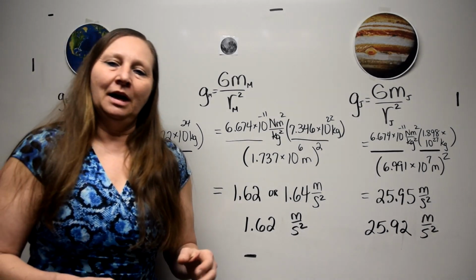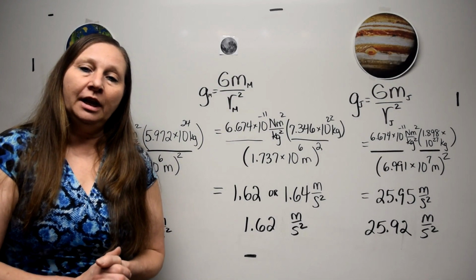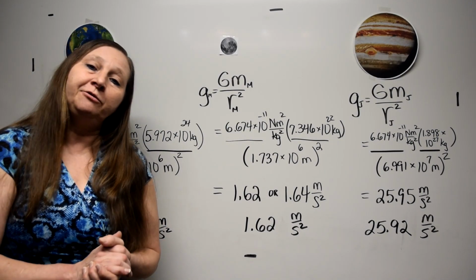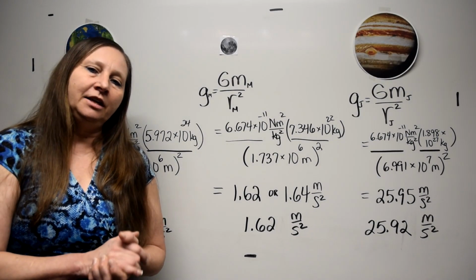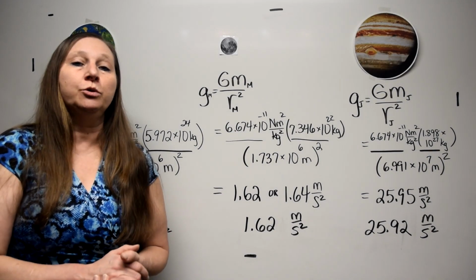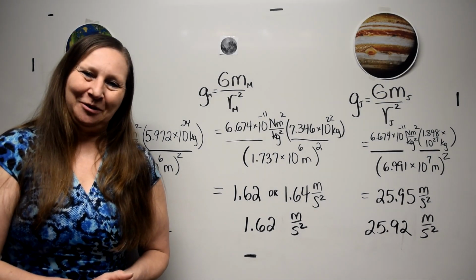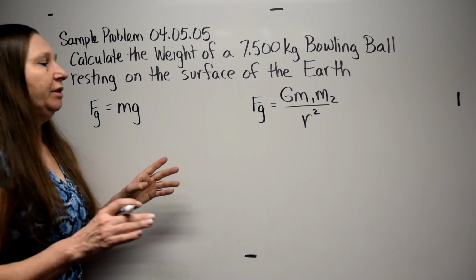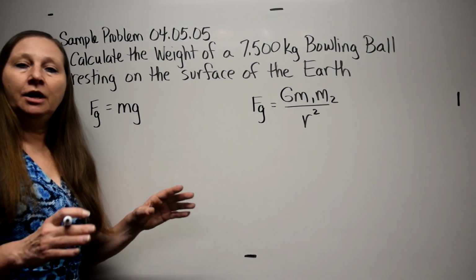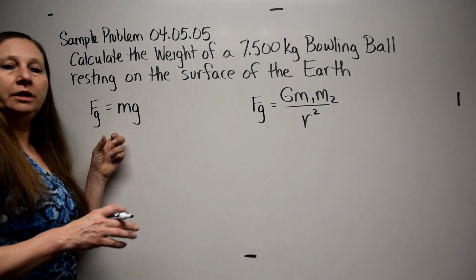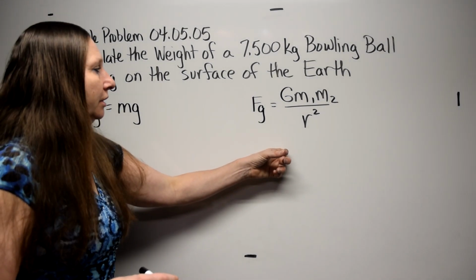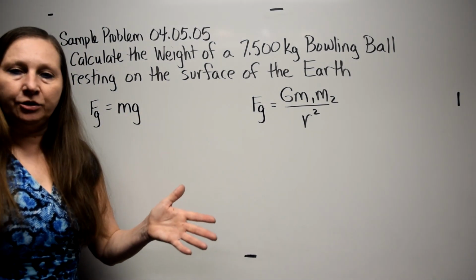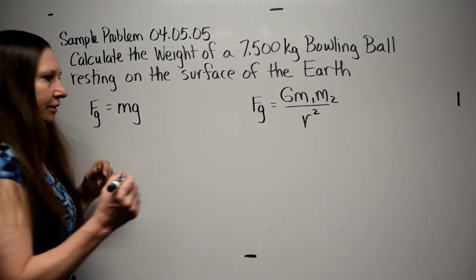Now, what we're going to do next is calculate weights of objects using both equations, Fg equals m times g, and the law of universal gravitation, Fg equals G m1 m2 over r squared. So now let's calculate the weight of a 7.5 kilogram bowling ball resting on the surface of the Earth using the easy equation and the slightly more difficult equation. We should get approximately the same weight using either equation. Let's see if we do.